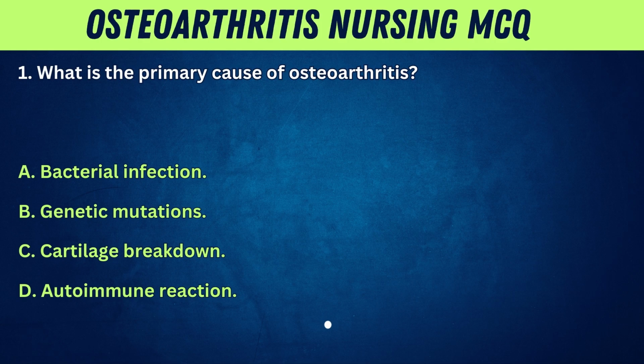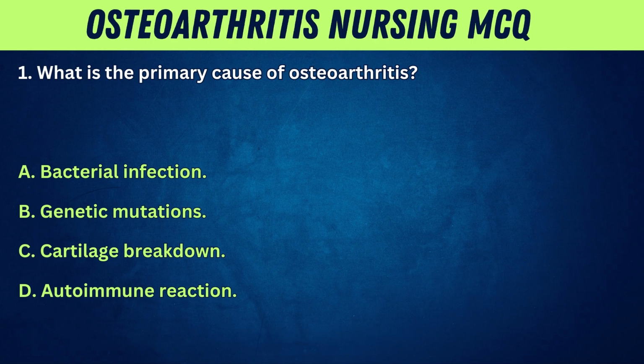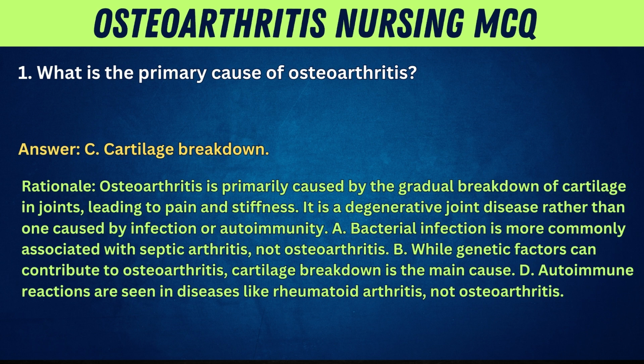1. What is the primary cause of osteoarthritis? A. Bacterial infection. B. Genetic mutations. C. Cartilage breakdown. D. Autoimmune reaction. Answer: C. Cartilage breakdown. Rationale: osteoarthritis is primarily caused by the gradual breakdown of cartilage in joints, leading to pain and stiffness. It is a degenerative joint disease, rather than one caused by infection or autoimmunity.